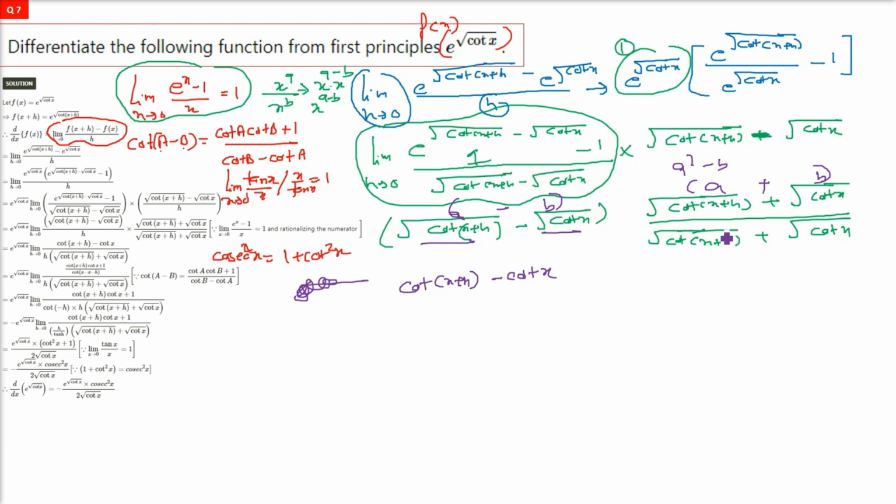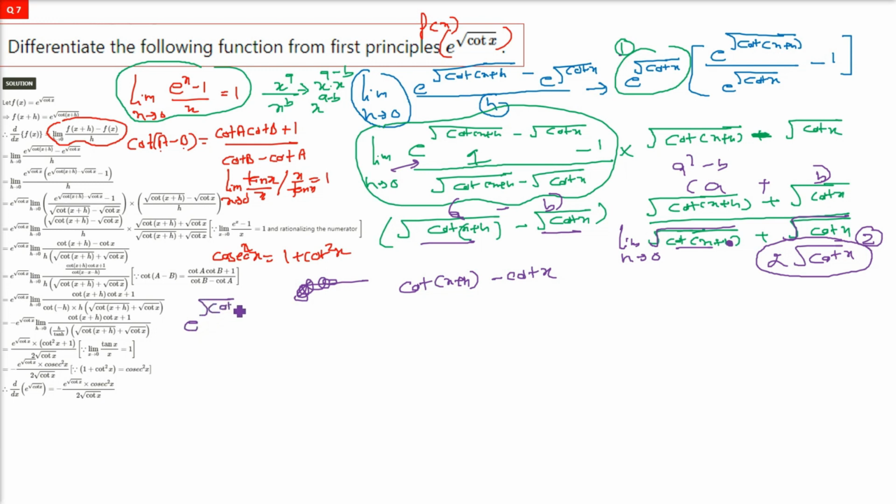Since this term is not giving us any untoward value, you can apply the limit h tends to 0 here only. So in the denominator I am applying limit h tends to 0. It is going to be under root cot(x+h), h will be 0. So you have under root cot x plus under root cot x, that is twice of under root cot x. Now I am circling it because this is the second term which we will be having in our answer.